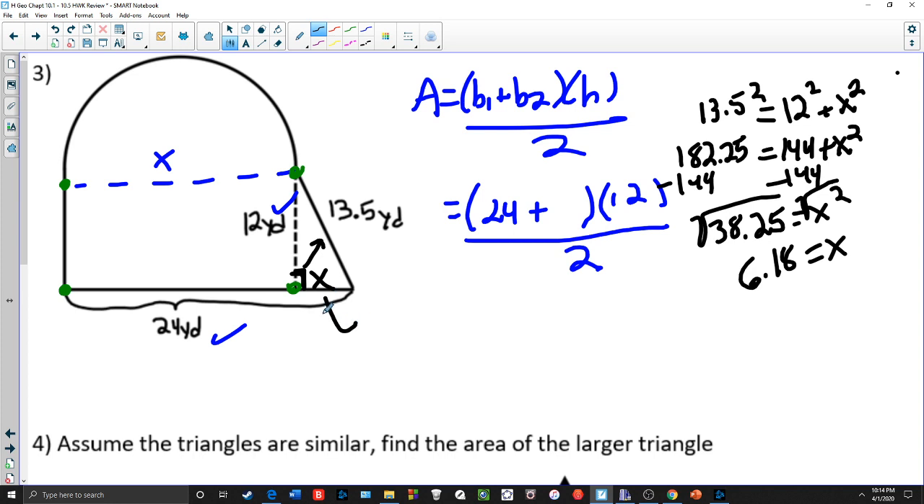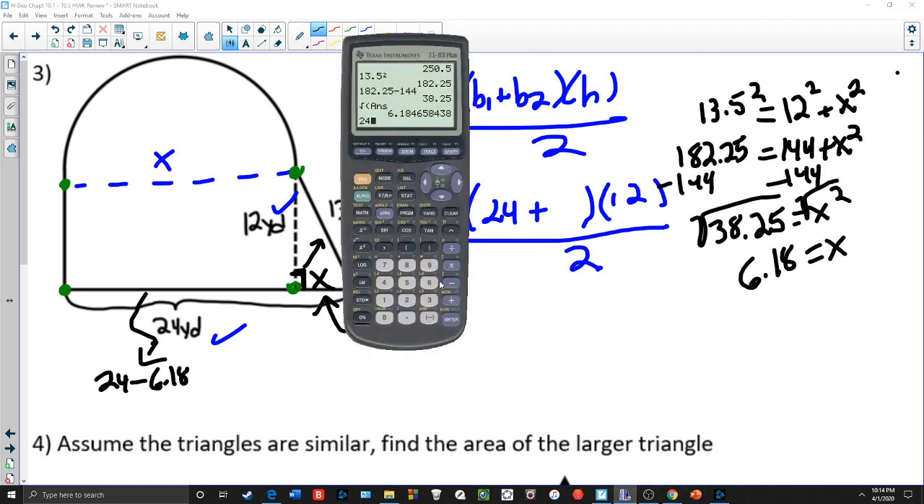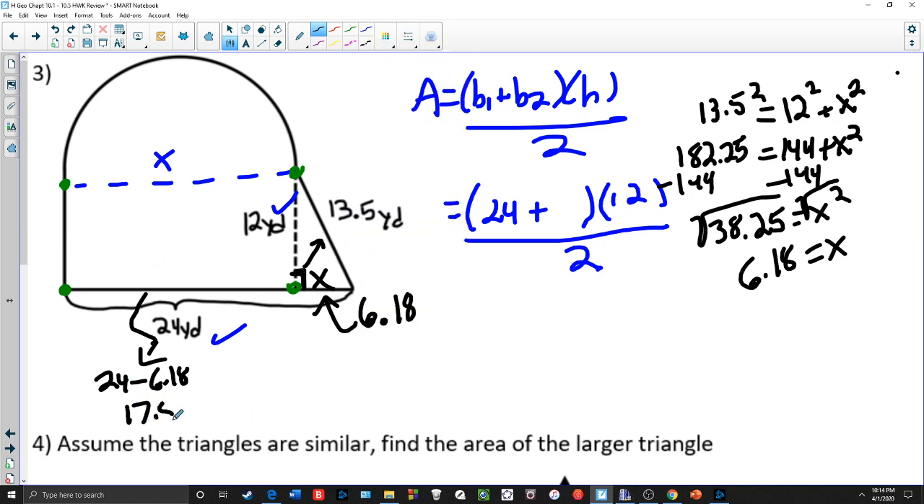So this right here is 6.18, and I know that because I did most of it in the calculator, so you can't email me saying I did this wrong. If that's 6.18, that means this line right here is going to be 24 minus 6.18, which I'm going to check here. And I get 17.82. So if this is 17.82, that means this line right here is also 17.82.